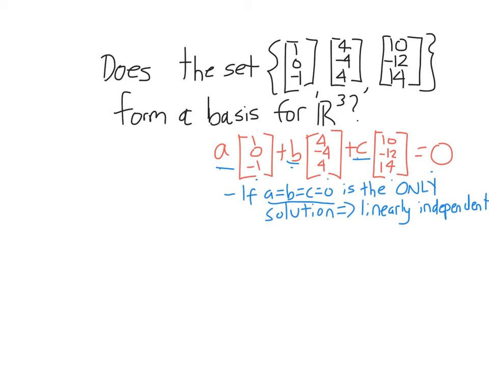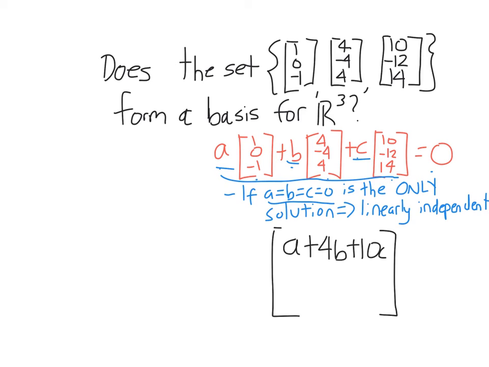And it turns out to be a little easier to do than trying to take each vector one by one and seeing whether or not it can be written as a linear combination of the others. So let's look at this equation here. If I actually multiply each vector by the scalar, I get a plus 4b plus 10c. That is the first entry of the vector. The next one will be 0 times a, so I can leave that out. So I have minus 4b minus 12c, and then minus a plus 4b plus 14c.